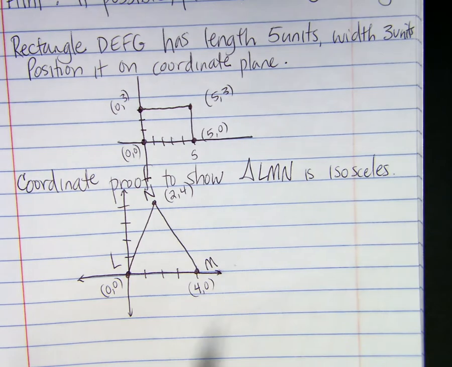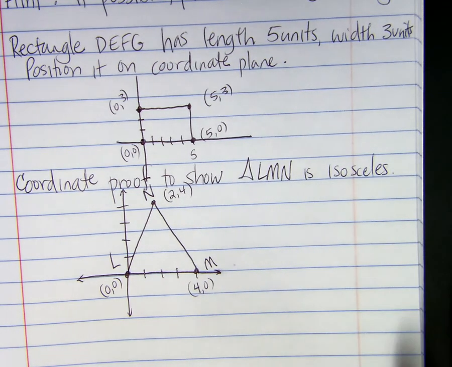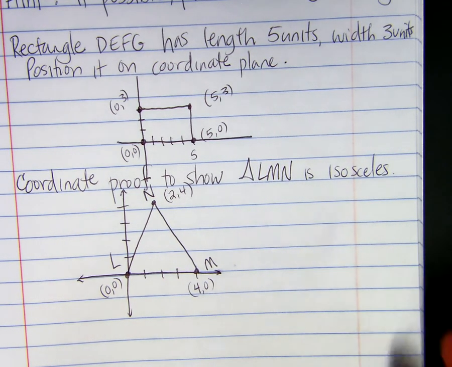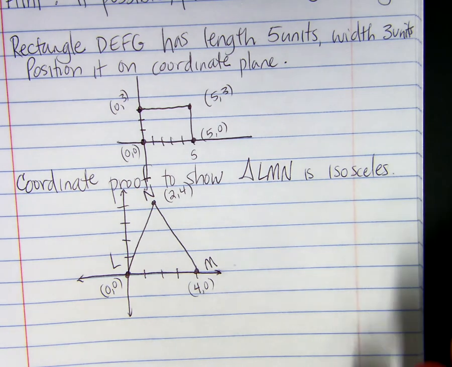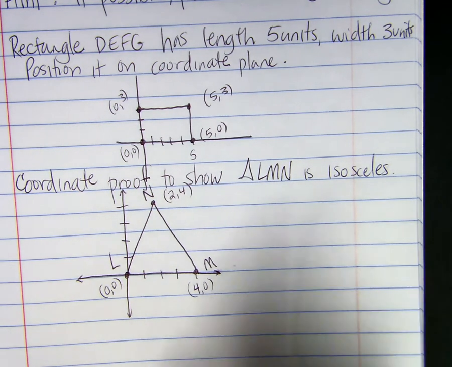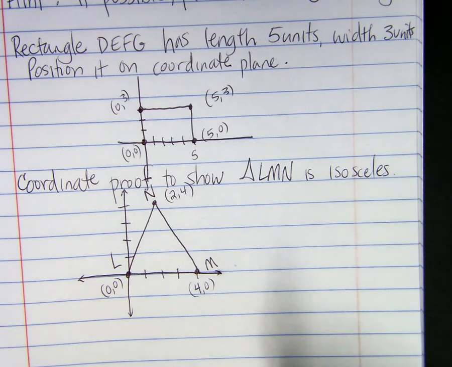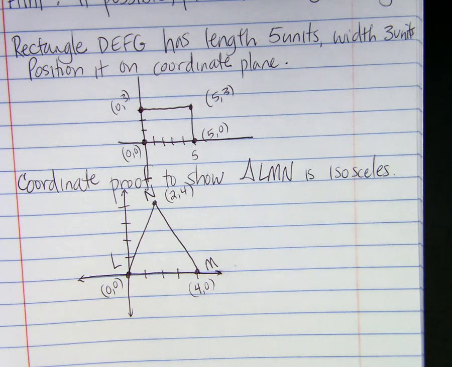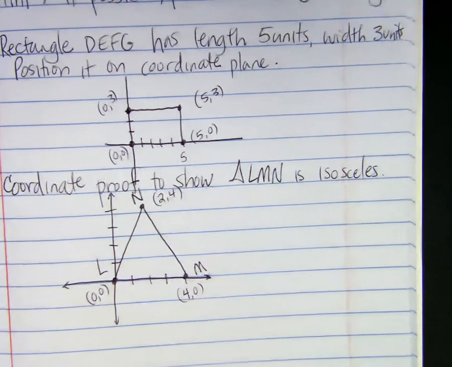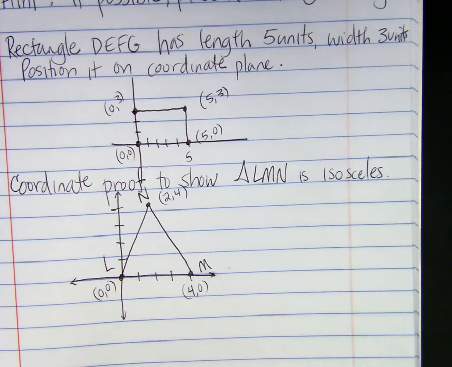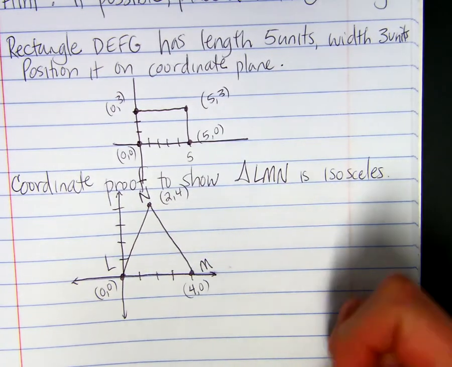So if we're proving this is isosceles, basically we're going to use the distance formula to show that two sides are equal to each other. An isosceles triangle by definition has at least 2 sides congruent. So really you only have to show 2. You don't have to show that the third is different or anything. You just have to show 2. I'm assuming it's these 2.